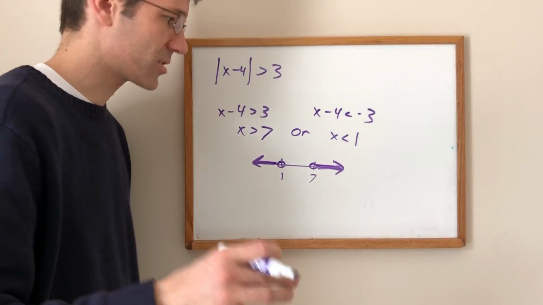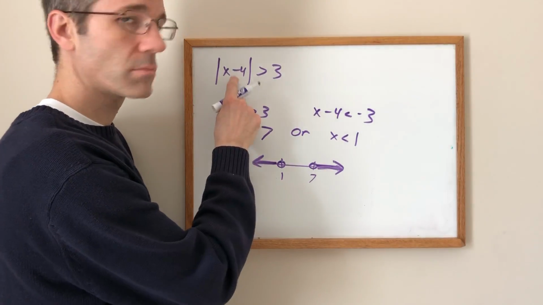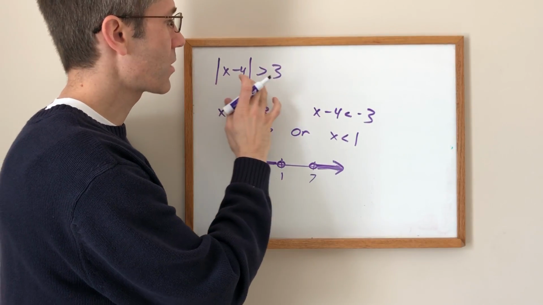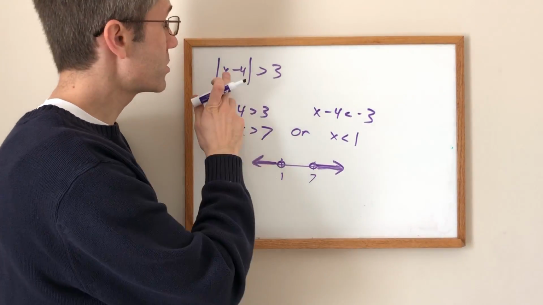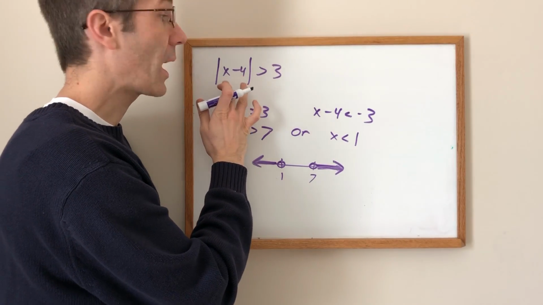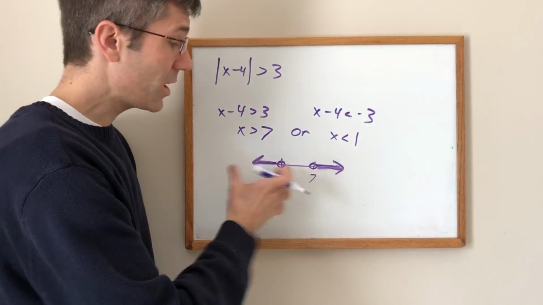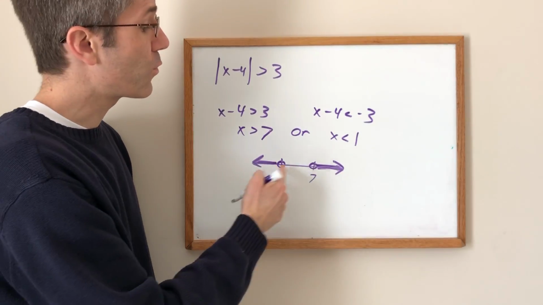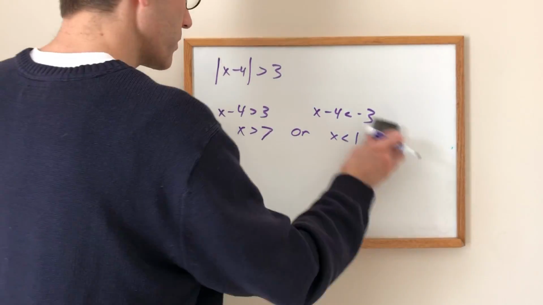And let's check for just a second. I'm going to pick a random number over here. 10. 10 minus 4, 6. 6 greater than 3? Sure. Let's pick a number over here, like 0. 0 minus 4 is -4. We absolute value it. We get 4. 4 is greater than 3. It works. So we have graphed the actual solutions. Notice I didn't fill in the circles on those because they weren't equal. All right. Let's keep moving.